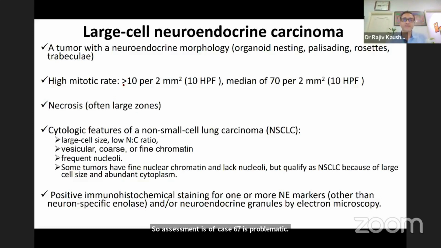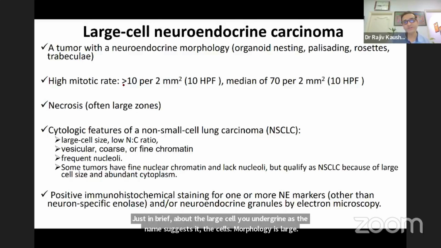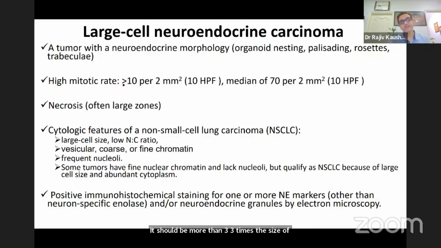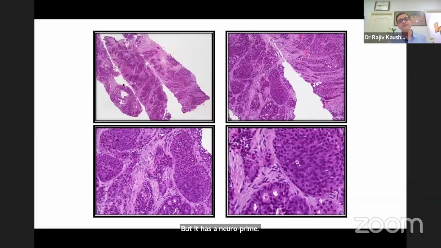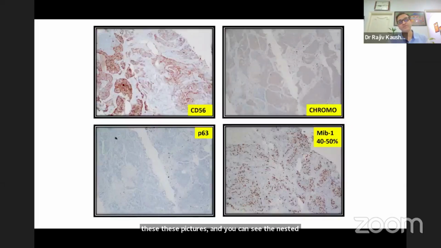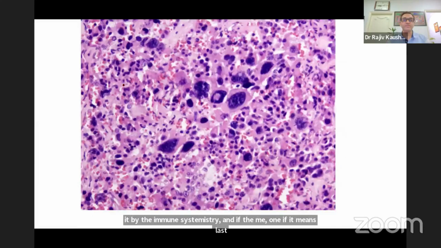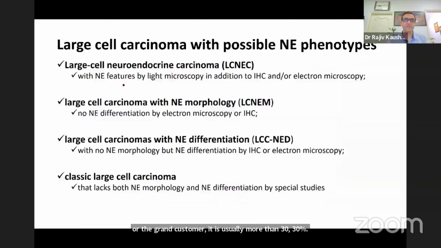Just in brief about the large cell neuroendocrine carcinoma: as the name suggests, the cell morphology is large, it should be more than three times the size of normal lymphoid cells, and they closely resemble non-small cell carcinoma. They can morphologically look like an adenocarcinoma or squamous carcinoma, but it has a neuroendocrine morphology as illustrated in these pictures. You can see the nested patterns. And if you confirm it by immunohistochemistry, the MIB1, if it is large cell neuroendocrine carcinoma, is usually more than 30%. And you can get many large bizarre cells.